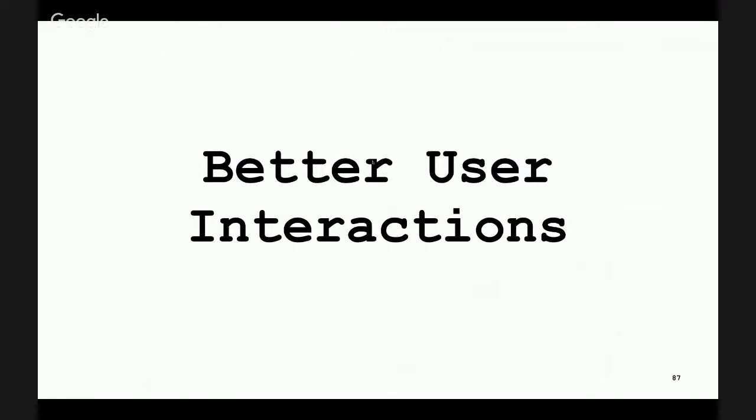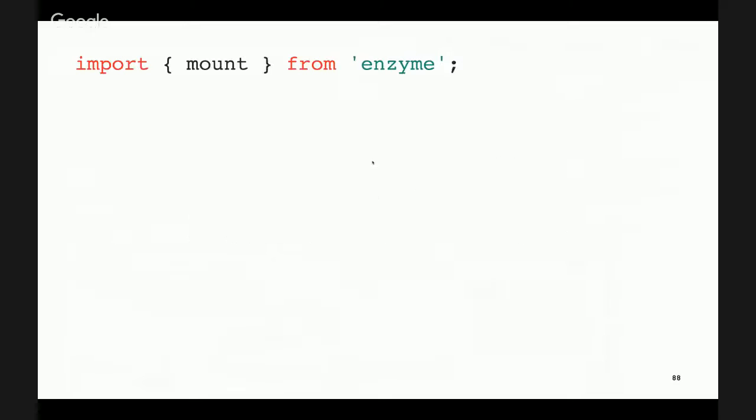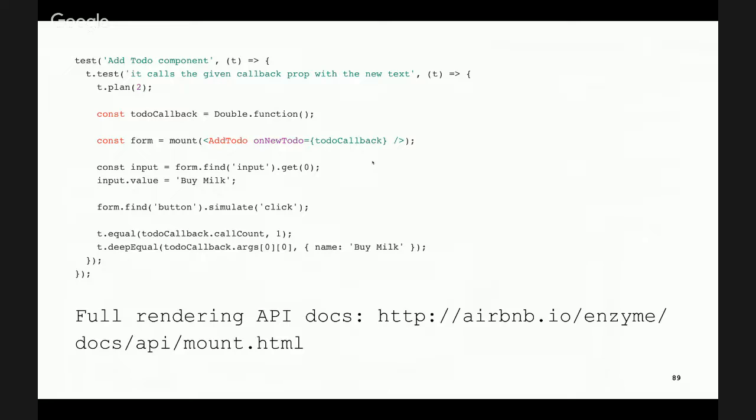It also makes it much easier to test user interactions. I can import this mount function. This will just take a React component and render it into the DOM. I can then use form.find input to locate my input field much nicer and set the value. And then again, I can use form.find button.simulate and give it click as an argument. So the API for Enzyme is way neater, nicer, still very explicit and clear, but a bit more succinct, which is very nice.